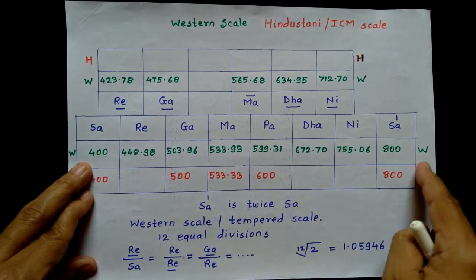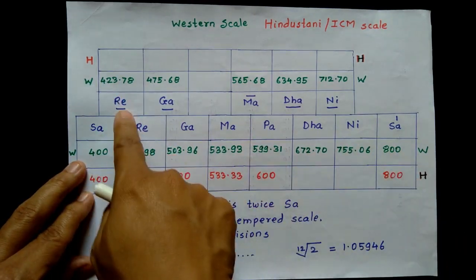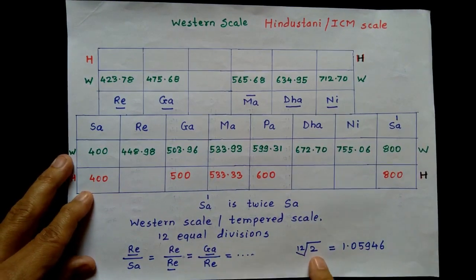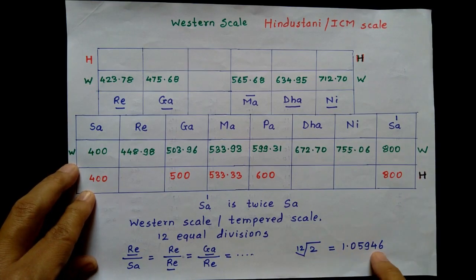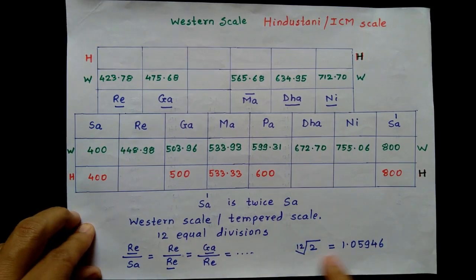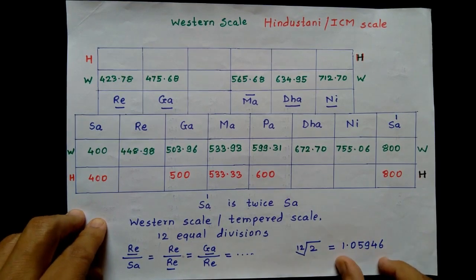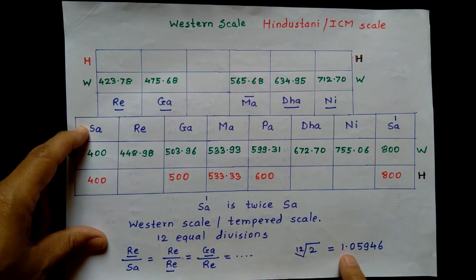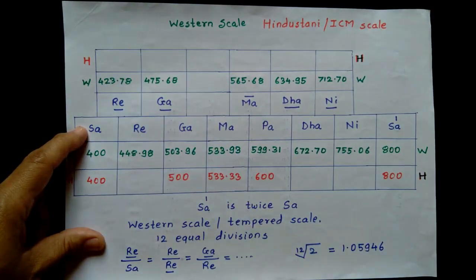Now how do we do this in the Western scale to achieve the notes, that is re ga ma pa dha ni and these komal and tivra swaras? So we have to find the 12th root of 2. The 12th root of 2 is 1.05946. We can simply Google this and get the value. If we go on multiplying sa by 1.05946, we get komal re, that is the next swara.